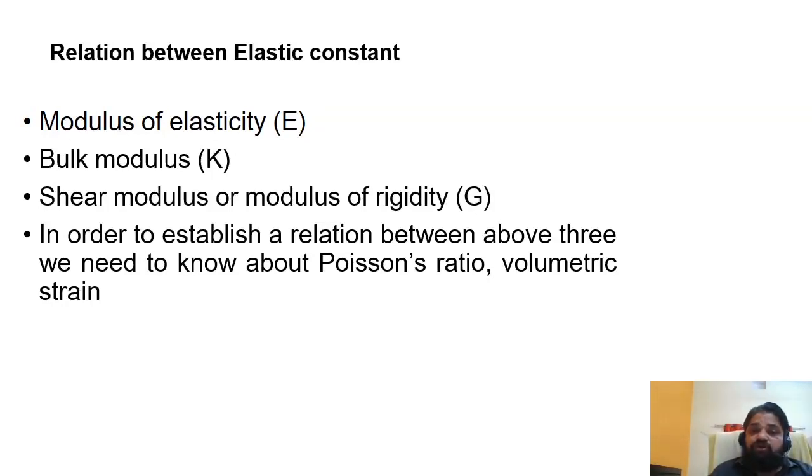And why the Poisson's ratio? I have already told why the Poisson's ratio. Now, in order to establish the relation between the above three, we need to know the Poisson's ratio. Because why? Because if there is a, why do I need to know volumetric strain?